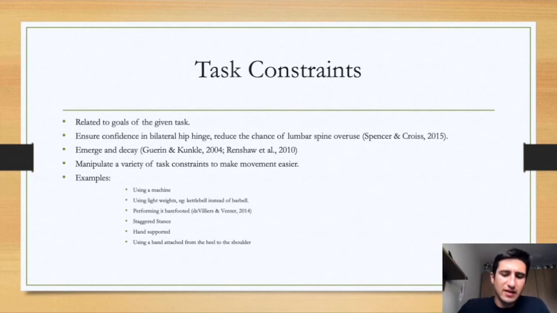To teach the single leg hip hinge, there are a wide variety of task constraints that can be manipulated in order to make achieving the desired outcome easier. Firstly, we can use a machine which offers supports for the hands, therefore making balancing easier. This can also help by having a fixed path of how the hands travel. This means that the hands will not go too far forward and then involve the spine more in the movement.